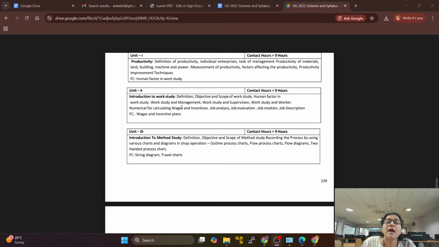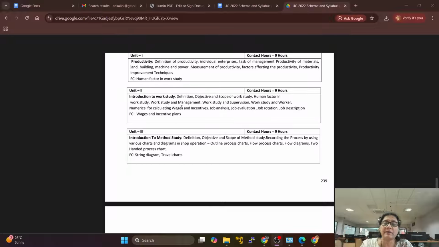productivity of the organization. The objectives, the scope, and human factor involved in work study, and job analysis, how to do the job analysis, how to do the job evaluation, what is job rotation, and all that you are going to learn in the second unit. Along with that, you are going to learn about wages and incentives, which are very, very important. If the person who is doing the work at your organization is happy with his wages or incentives and all, his efficiency will improve. If his efficiency improves, definitely the productivity of the organization will improve.